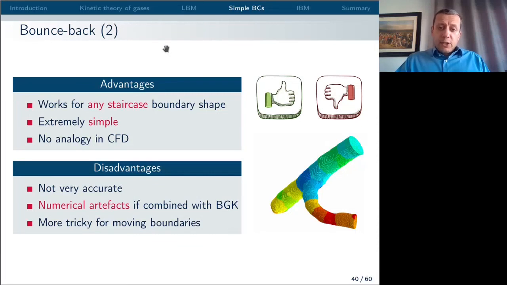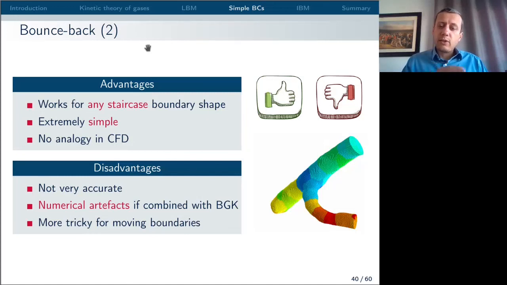Okay, what are the advantages? You can discretize any boundary as a staircase, and you can just follow this algorithm. It's very simple: I start on a fluid node, and if a population is streaming to another node that is not a fluid node but a solid node, then turn it back and bring it back to the starting point, but it has to point back in the opposite direction. And if you do that consistently at all connecting links between a fluid and a solid node, you will see that you have no unknowns left. Everything is perfectly well determined for the next time step.